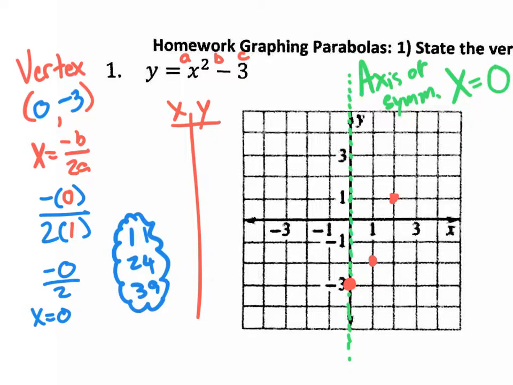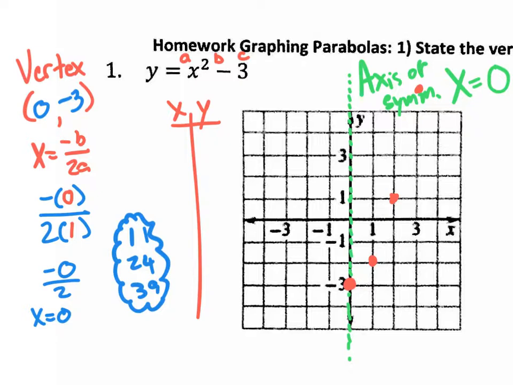And last but not least, we're going to go 3 over and 9 up. And I think I'll be off the graph. So 1, 2, 3, 1, 2, 3, 4, 5, 6, 7, 8, 9. I'm 1 off the graph. It's okay. If it's 1 off, I usually draw it right off the graph right there.